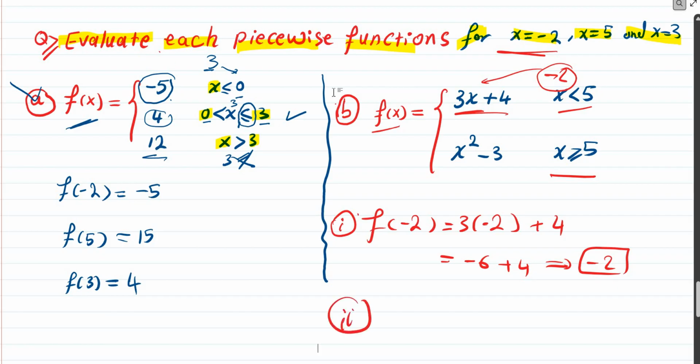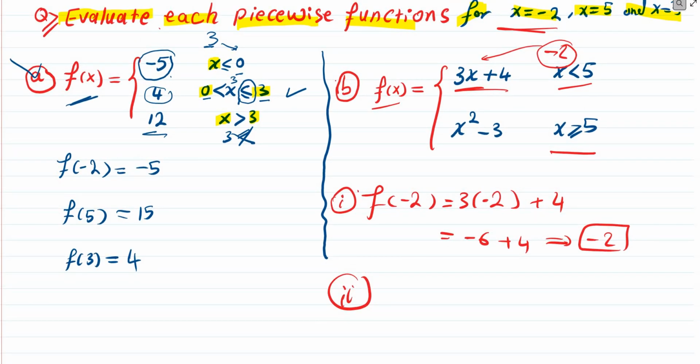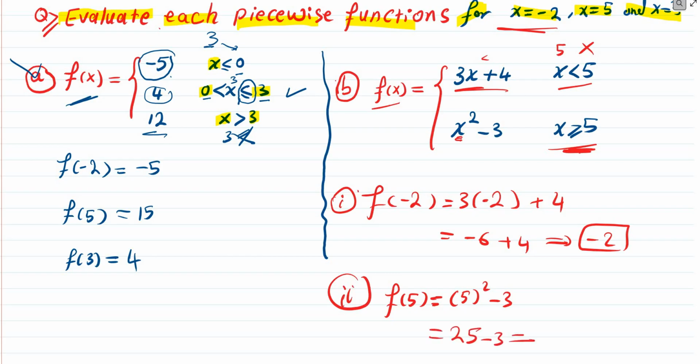If you have 5, students, from which condition can we substitute 5? Of course, we cannot substitute 5 in the first condition because 5 is not less than 5. So we must substitute in the second condition, so f of 5 equals, substitute 5 in place of x, so we get 5 squared minus 3. So equals 5 squared is 25 minus 3, final answer is 22.